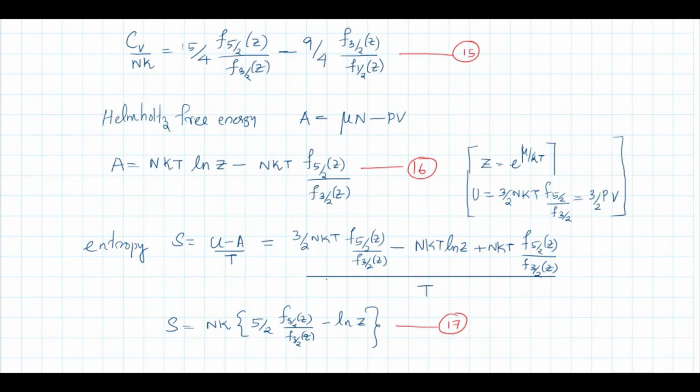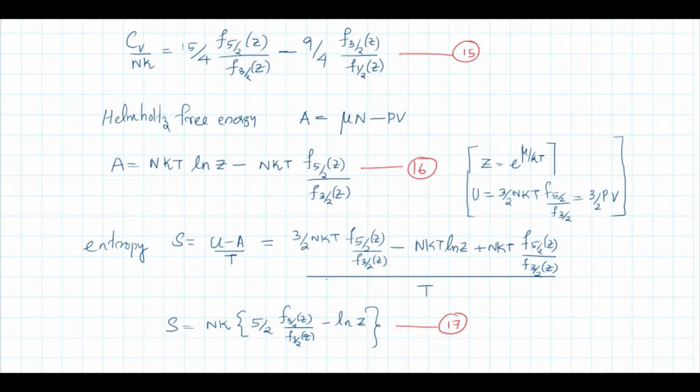A is given by mu n minus Pv, but mu is from the definition of fugacity, mu is kT log z. So substitute that. Pv, from the earlier equation, we already have an equation for u, 3 by 2 nkt f5 by 2 by f3 by 2, and that is nothing but 3 by 2 Pv. From here Pv is nkt f5 by 2 by f3 by 2. This is equation number 16.